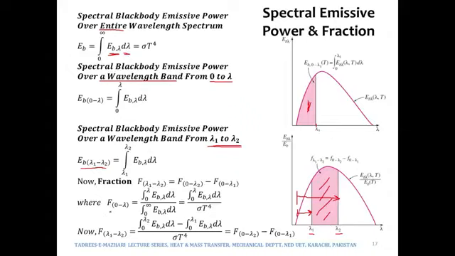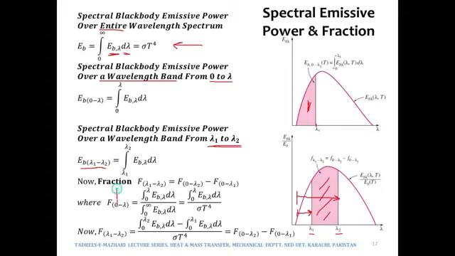Now f0 to lambda can be written in this form. It is the integral of EB lambda from 0 to infinity, meaning over all wavelengths, and the denominator is equal to sigma T4, as is written over here. If you integrate the spectral emissive power over all the wavelengths, it will give us the total emissive power, meaning sigma T4, and the numerator remains unchanged.